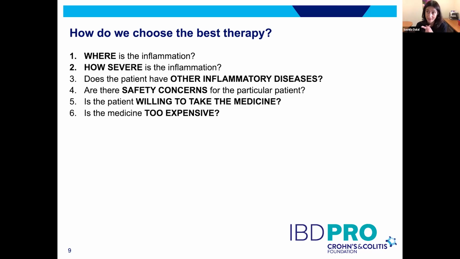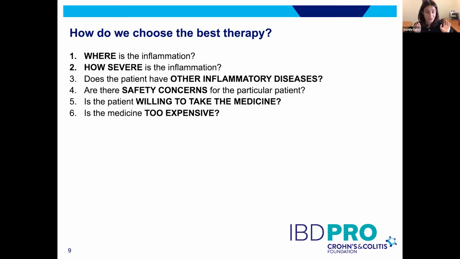Are they willing to take the medicine? Some patients are going to say, I could never give myself a shot. I don't want to hear about shots. It's a non-starter for me. Others are going to say, I don't see myself going for infusions. It's going to be too hard to get there. My schedule's too busy. Some people are going to say, a pill sounds great. I want a pill I can pop every day.